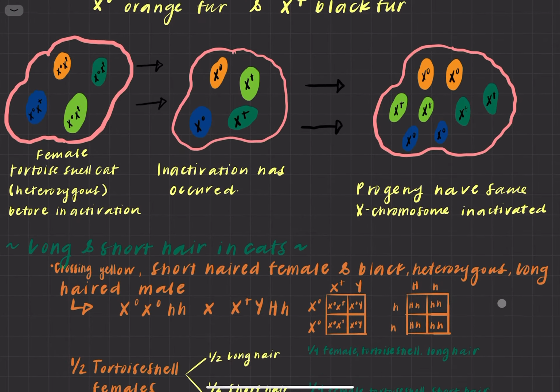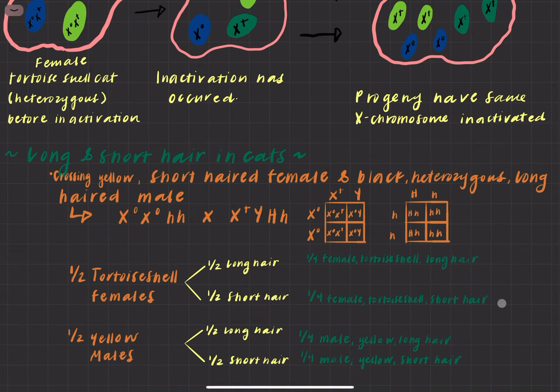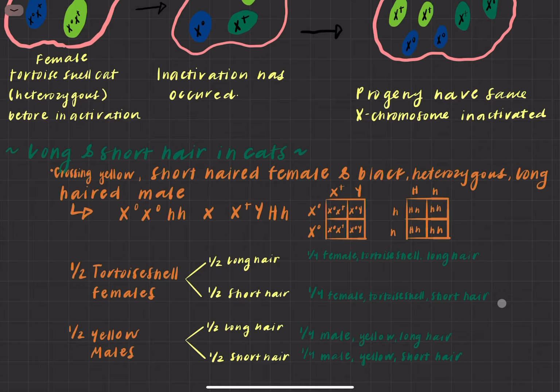Now we're going to consider a second trait in cats, long hair, which is dominant to short hair. We're going to be crossing a yellow short-haired female whose genotype is X0 X0 h h, and a black heterozygous long-haired male whose genotype is X+ Y, H h. The two Punnett squares are shown to the right, and below is the branch diagram.